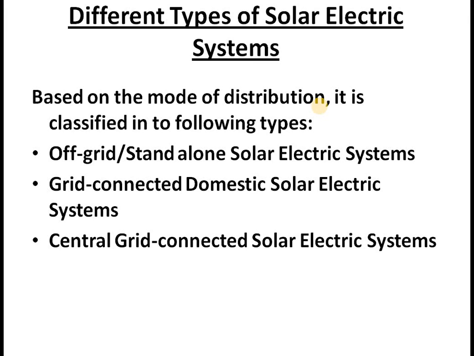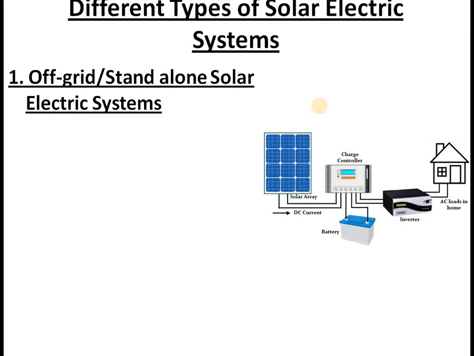What's meant by first one, off-grid solar electric system or standalone. Standalone word indicates that it is independent. It remains isolated.